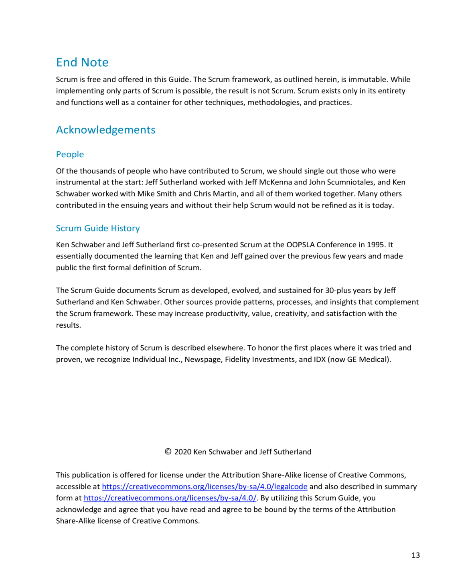Scrum Guide history. Ken Schwaber and Jeff Sutherland first co-presented Scrum at the OOPSLA conference in 1995. It essentially documented the learning that Ken and Jeff gained over the previous few years and made public the first formal definition of Scrum. The Scrum Guide documents Scrum as developed, evolved, and sustained for 30-plus years by Jeff Sutherland and Ken Schwaber. Other sources provide patterns, processes, and insights that complement the Scrum framework. These may increase productivity, value, creativity, and satisfaction with the results. The complete history of Scrum is described elsewhere.